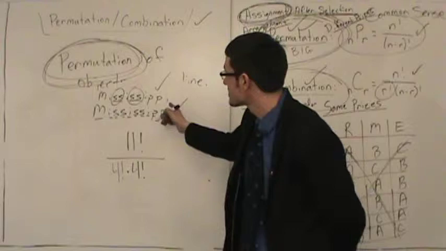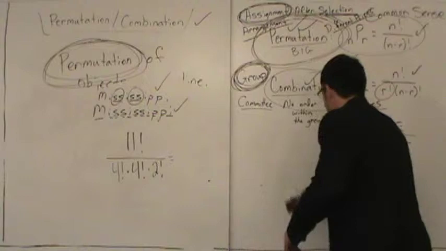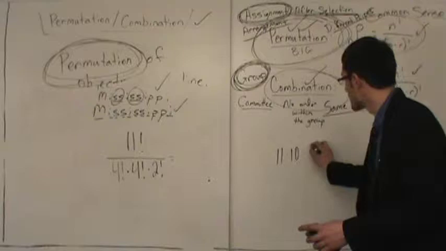And lastly, we have two P's. So we're going to divide by what? Two factorial for the matching P's, leaving us a calculation of 11 factorial. Here, I'm going to show you how to do this easily. We have 11 times 10 times 9 times 8 times 7 times 6 times 5.